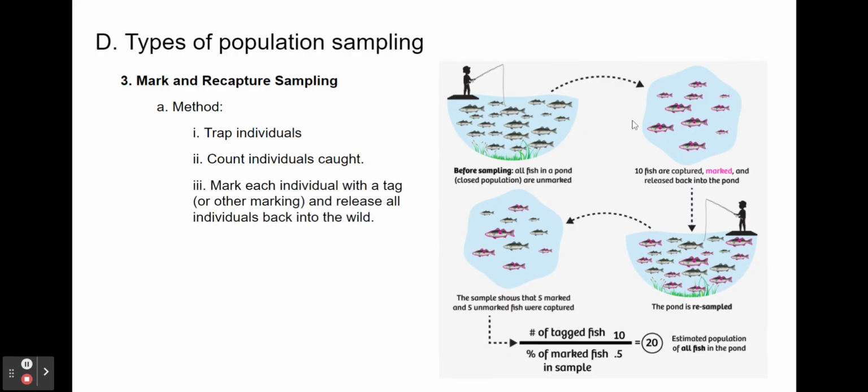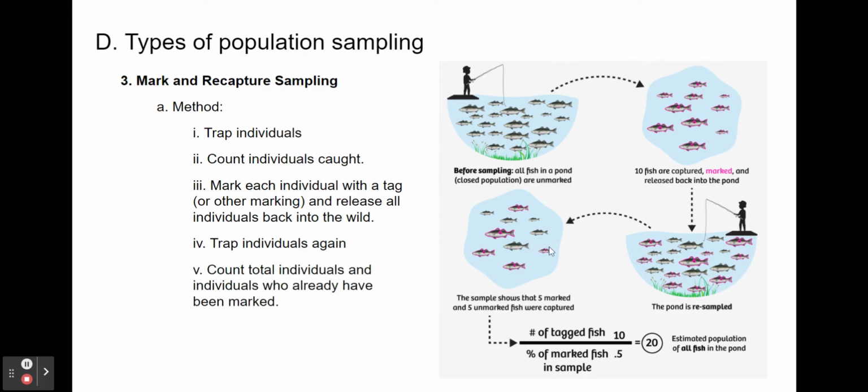Number three, we're going to mark each individual with a tag or some other marking, and then release all the individuals back into the wild. So we take all those fish that we caught, we put little tags on them, and we release them back into the pond. Number four, we're going to trap the individuals again. So a couple days later, everybody's all mixed up again. We go fishing again and we see who we catch.